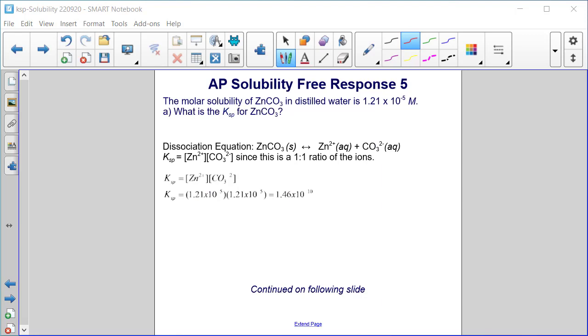A, what is the Ksp for zinc carbonate? The dissociation equation is given, or we can write it as zinc carbonate solid dissociates into zinc 2+ ions and carbonate 2- ions. There's a 1-to-1 ratio of ions here. So Ksp is just the concentration of zinc 2+ times the concentration of carbonate. And then we're told that the molar solubility is 1.21 times 10 to the minus 5 molar. And since it's a 1-to-1-to-1 ratio of zinc carbonate solid to zinc ions to carbonate ions, that molar solubility is also the equilibrium concentration for the zinc 2+ ions and the carbonate ions. So we get a Ksp of 1.46 times 10 to the minus 10.